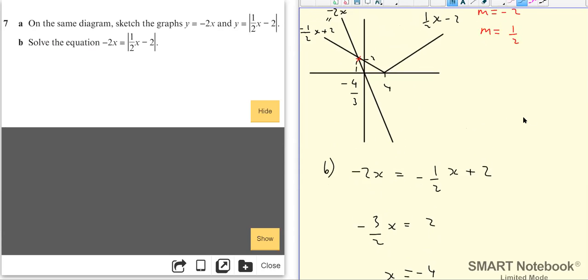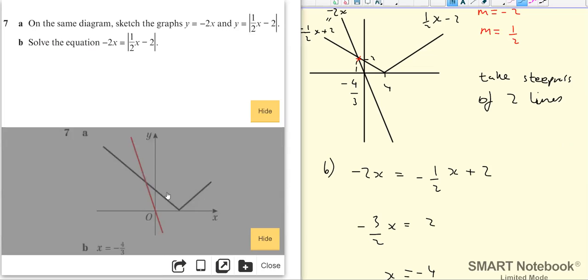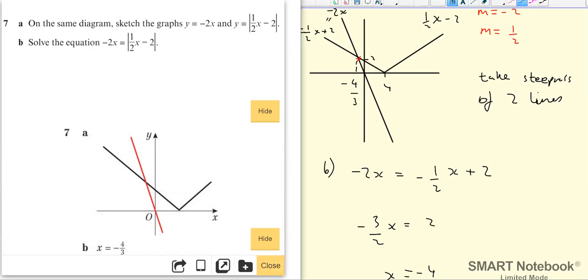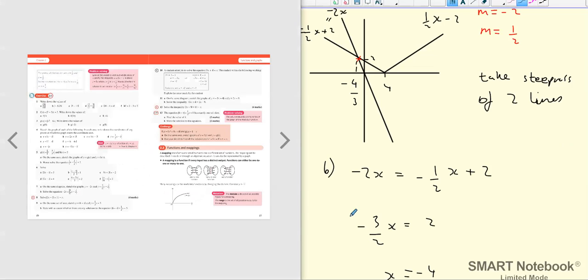Okay. So another key thing you've learned is take steepness of two lines into consideration. If you draw them parallel to each other, you won't see any intersections, and that won't be right. Then according to that, there will be no solutions, and that's definitely not the case here. So we can see here that x equals minus 4 over 3. Right, okay.